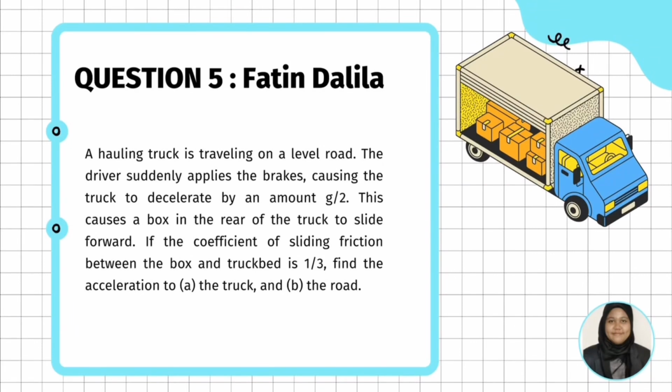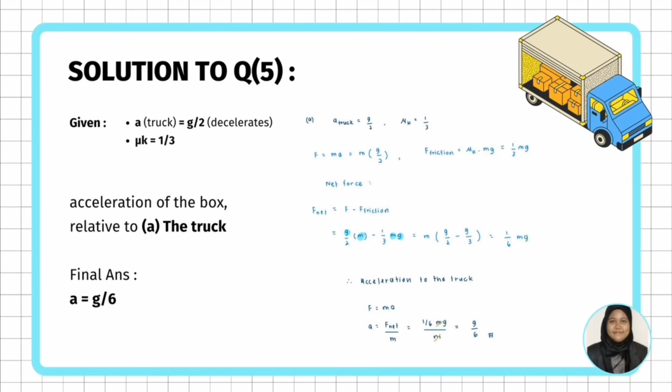Moving on to question number 5, the question asks us to find the acceleration of A, the truck, and B, the box relative to the road. To find the acceleration of the truck, we first need to find the net force using Newton's second law, which is F equals ma. Based on this question, there are two types of force. First is the inertial force, and second is the friction force.